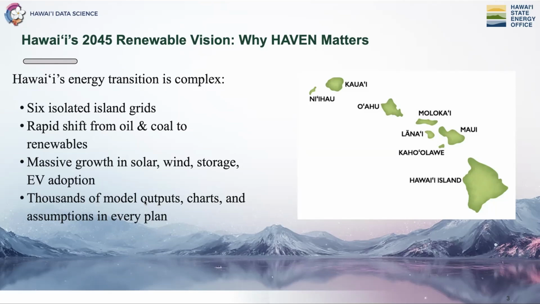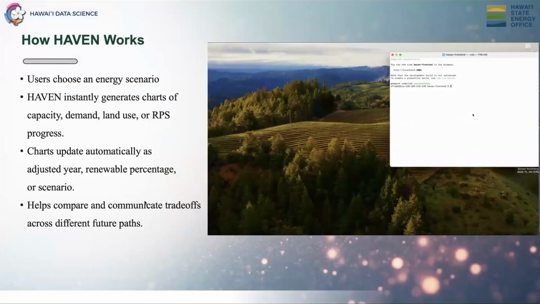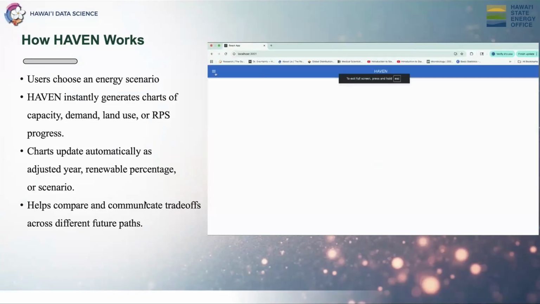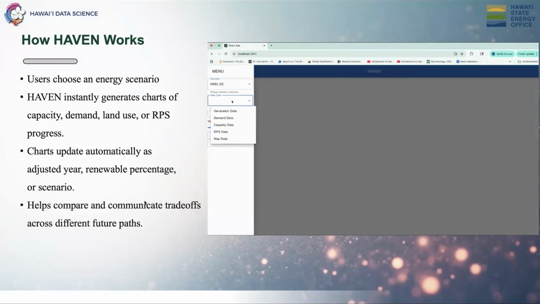So this is where Haven comes in. Haven transforms these complicated data sets and energy planning outputs into clear, interactive visualizations that are much easier for analysts and decision makers to understand. So let's see how Haven works with a demo. The Haven front-end dashboard is built using a React web application.